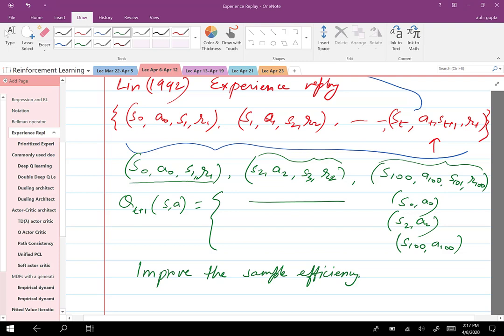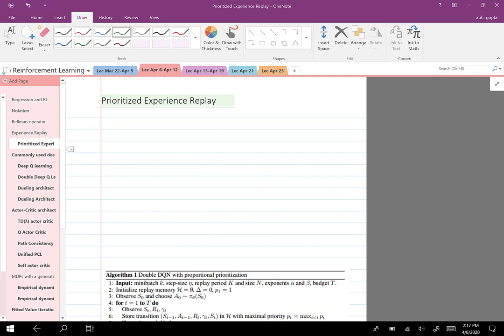Okay, so that was the idea proposed in 1992. Now, this idea was further extended for the case of neural networks in what is now known as prioritized experience replay. And it is something that pretty much every deep reinforcement learning algorithm now uses.